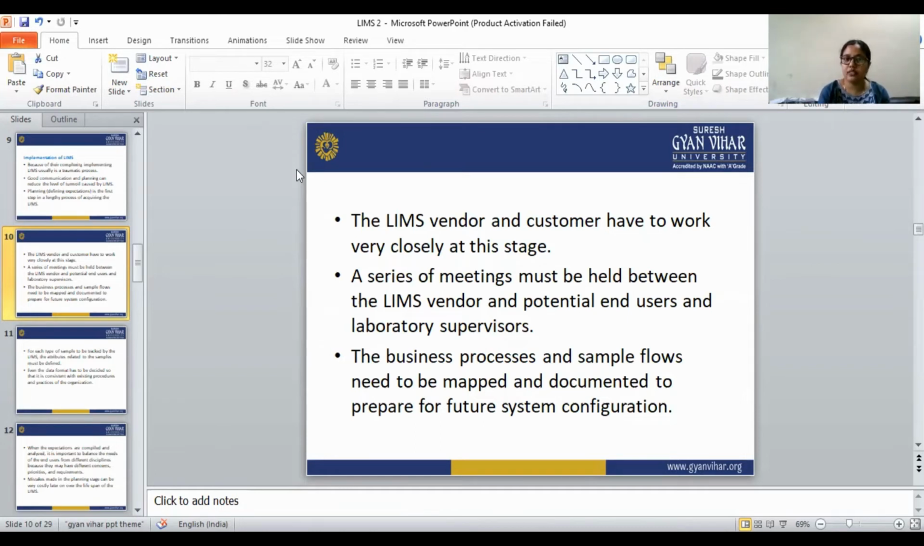The business processes and the sample flows need to be mapped and documented to prepare for future system configuration.